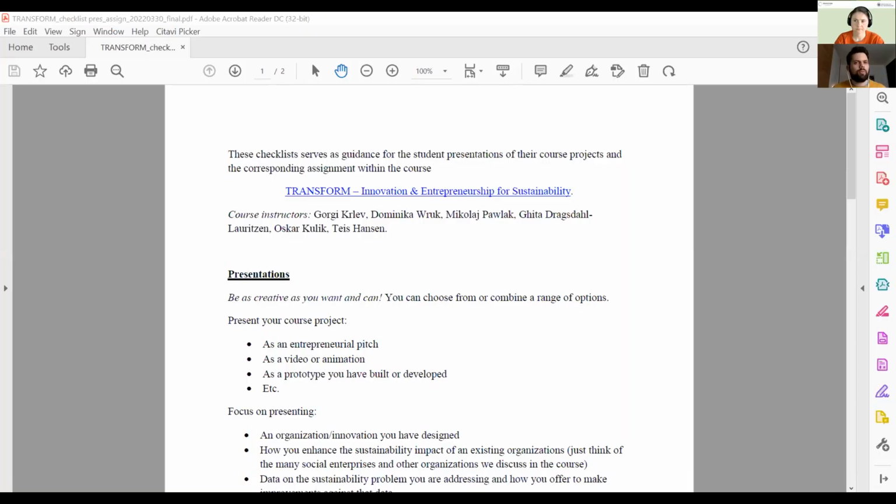Before we get into contents again, I would like to give you an overview of what we expect in relation to the presentations and to the assignment. So first of all, this is a document that is pretty much finalized. We might make a few additional adaptations, but then we're also going to put it on the Transform platform.